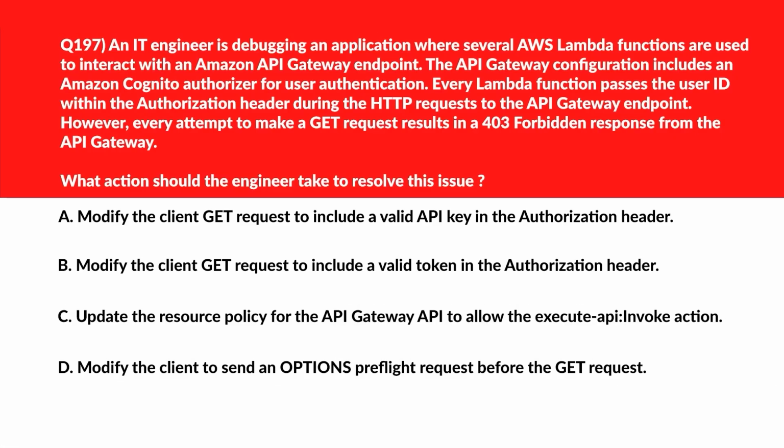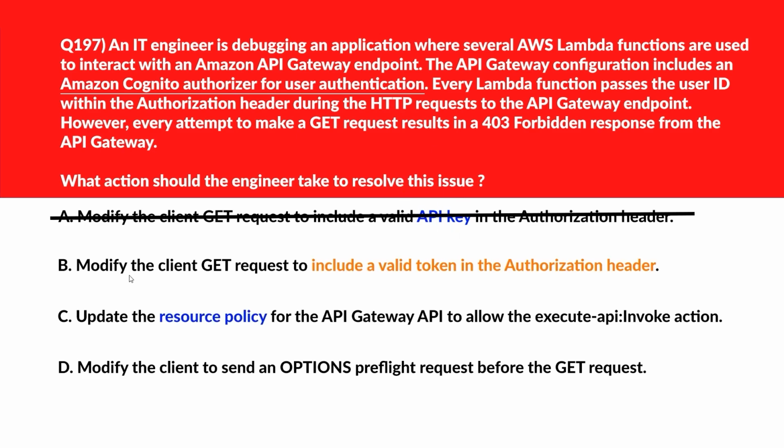Okay, so now let's test our concepts on a networking related question. We'll first look at option A. A says modify the client GET request to include a valid API key in the authorization header. API keys are used for authorization, not authentication, which is what we require as per the question via Cognito authorizers. So this is wrong.